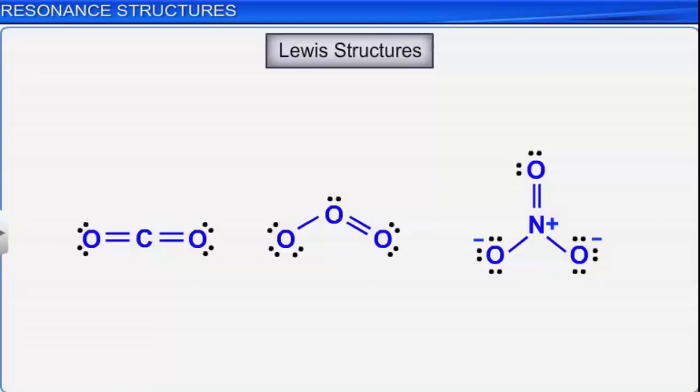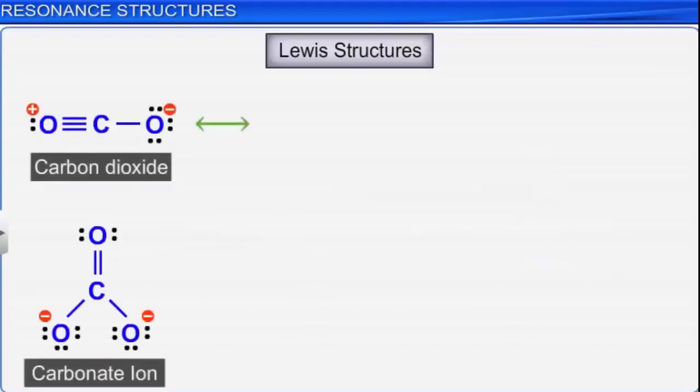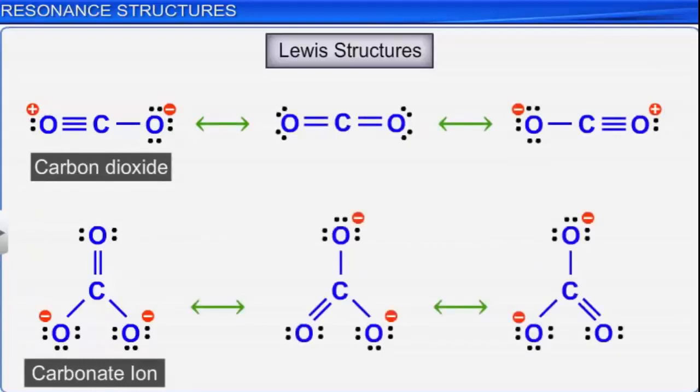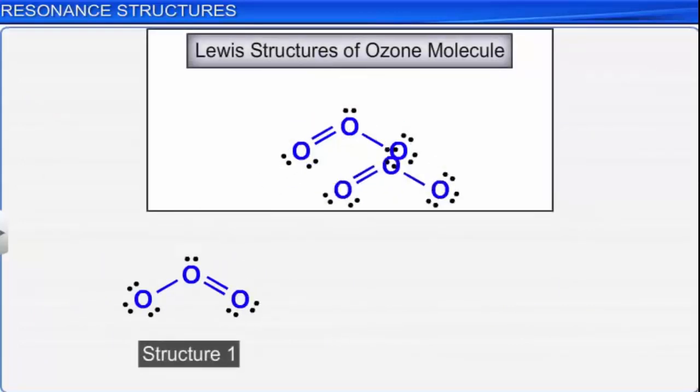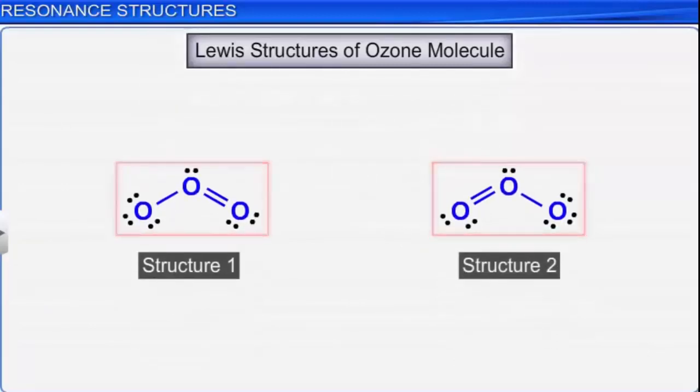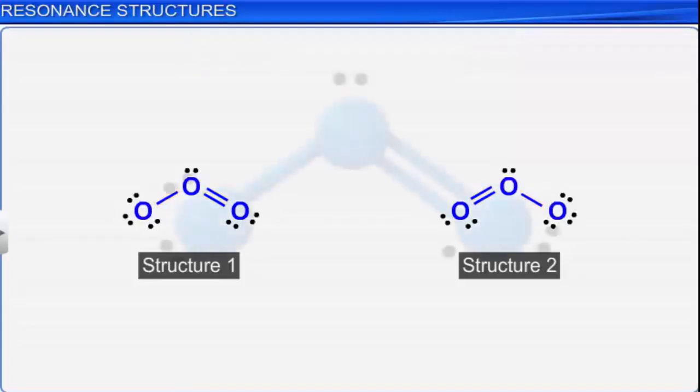We have already learned how to write the Lewis structures for different molecules and ions. For certain molecules and ions, more than one Lewis structure is possible. For example, consider the following possible Lewis structures for an ozone molecule. These are the two structures possible. In both the structures, one oxygen-oxygen single bond and one oxygen-oxygen double bond is present. These two structures imply that one bond is shorter than the other.